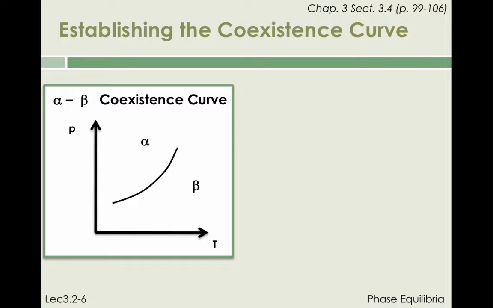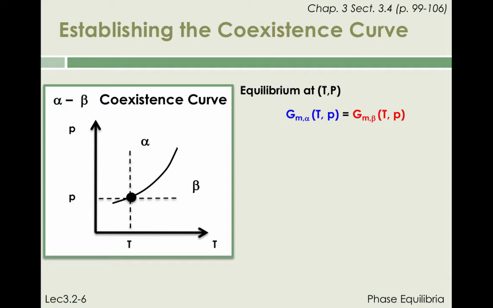Let us first use our statement of the second law of thermodynamics to indicate that at the temperature T and pressure P, the two phases, alpha and beta, are in equilibrium. In the preceding lecture, we stated that two phases are in equilibrium at some temperature and pressure if they have the same molar Gibbs energy. So we write Gm alpha at T and P equals Gm beta at T and P.